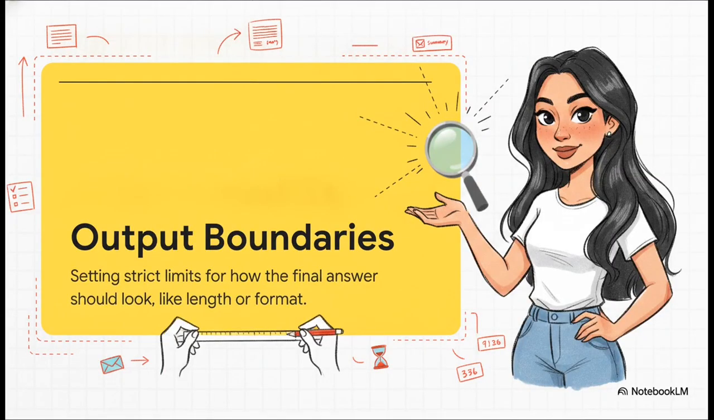And the final piece of the RTCO puzzle is output. This simply means setting strict boundaries for how the answer should actually look on your screen. Do you need a short summary, a bulleted list of ideas, maybe a friendly email draft? You have to literally say that directly in your request. By steering the format, you ensure the final result is immediately useful to you, and you skip all that annoying copying, pasting, and extra editing on your end.